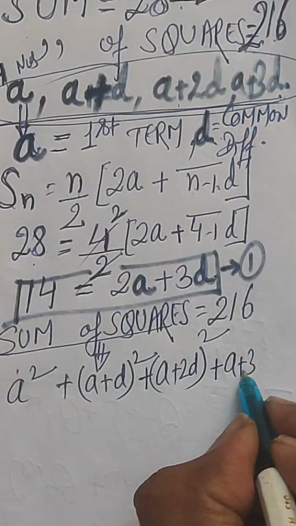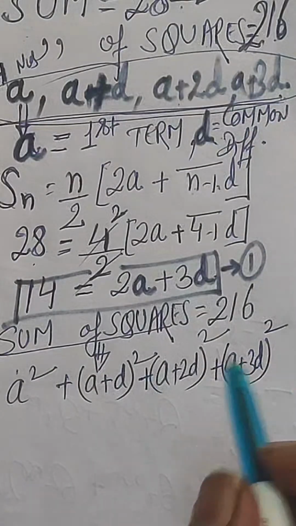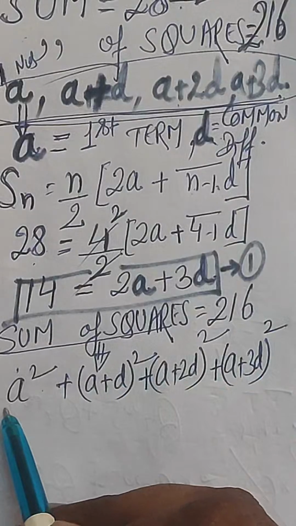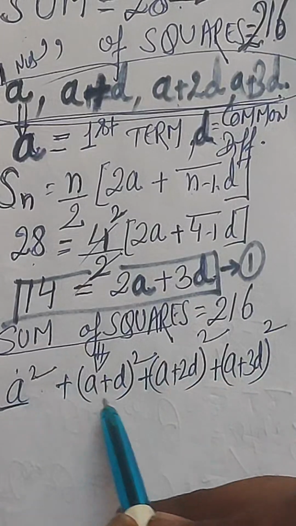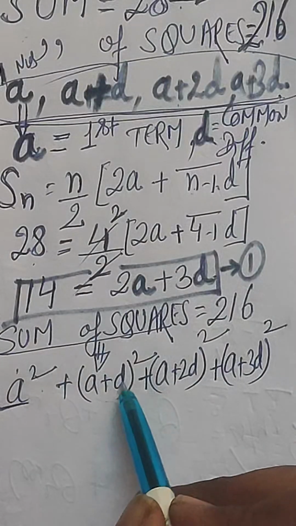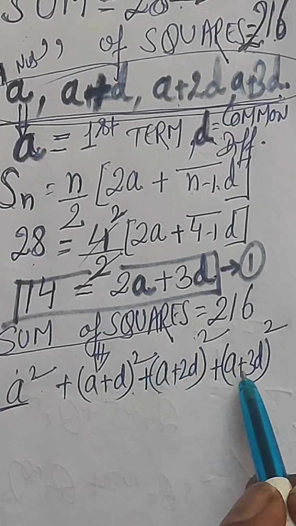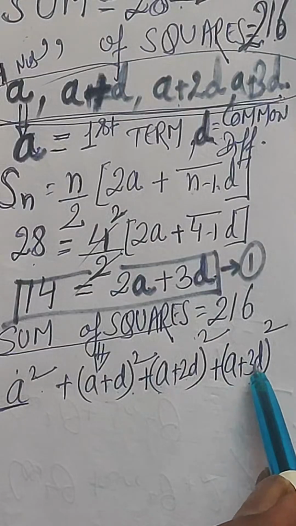Fourth term is A plus 3D. So just write A plus 3D whole square and all these squares. What is A square? A is the first term of the AP, so the square will be A square. Second term is A plus D, square will be A plus D whole square. Third term is A plus 2D, then square will be A plus 2D whole square. And the fourth term is A plus 3D, and square will be A plus 3D whole square.